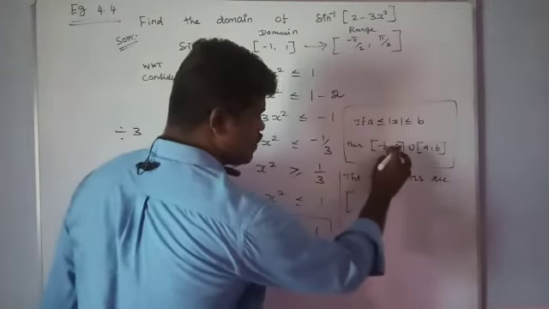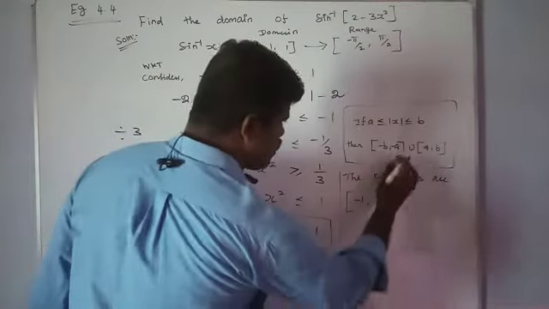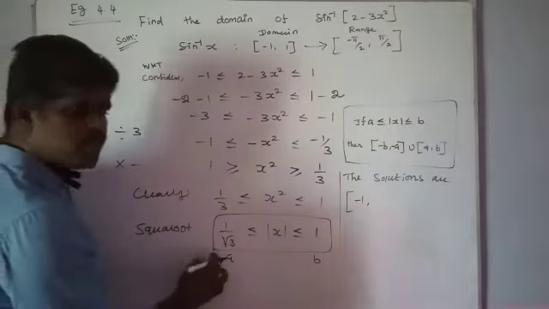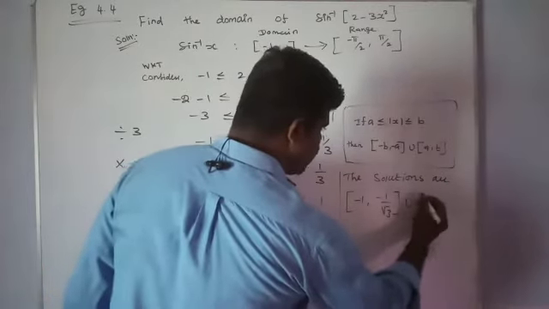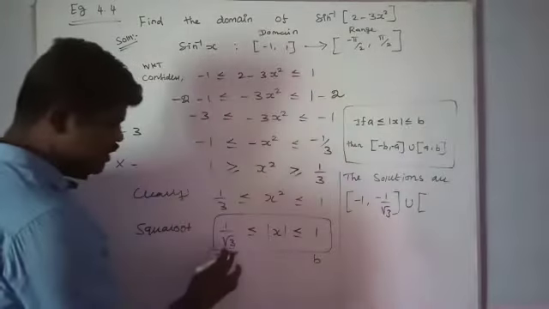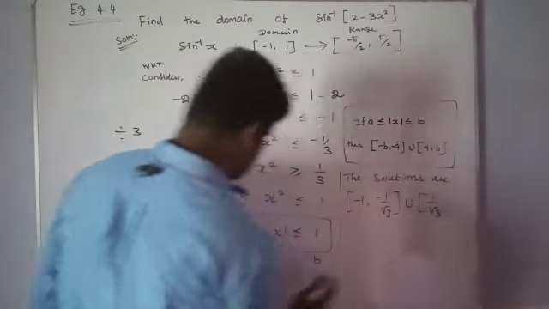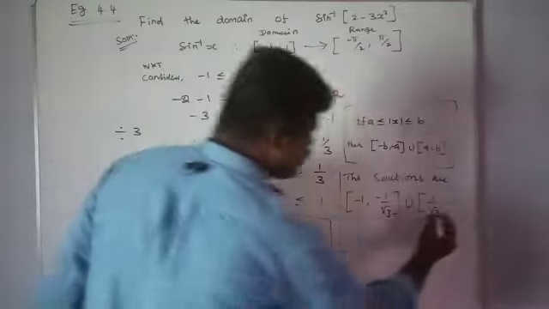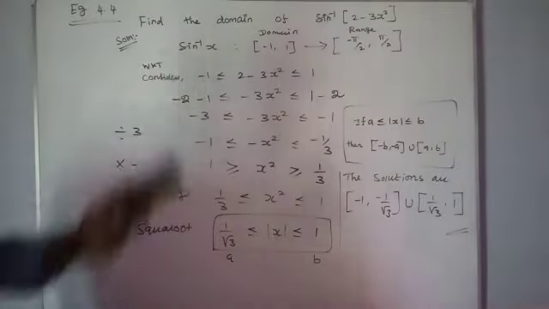Minus b comma minus a. Minus b means minus 1, and minus a is minus 1 by root 3, and the union of a comma b, where a value is 1 by root 3 comma b value is 1. So these are the required solution of x.